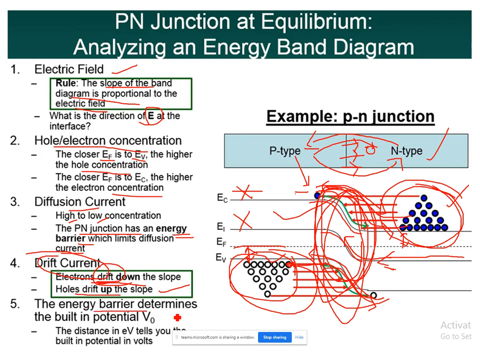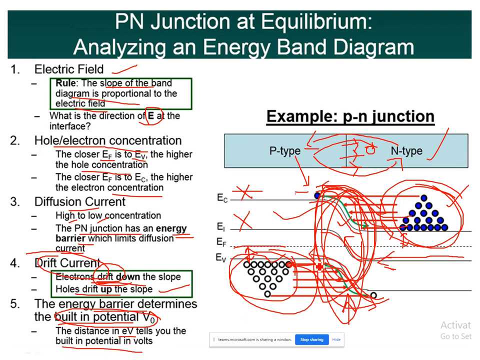And the energy barrier determines the built-in potential. What do you mean by built-in potential? Just now I had said the concept of built-in potential. It is the potential which is already built in due to the electric field. Why is the electric field formed? Because we have immobile ions in the depletion region, right? And the distance in electron volts tells you the built-in potential in volts.